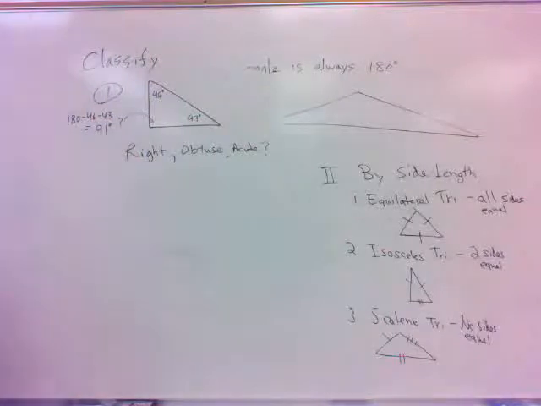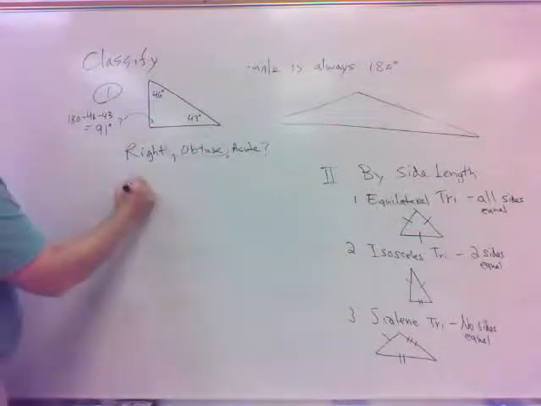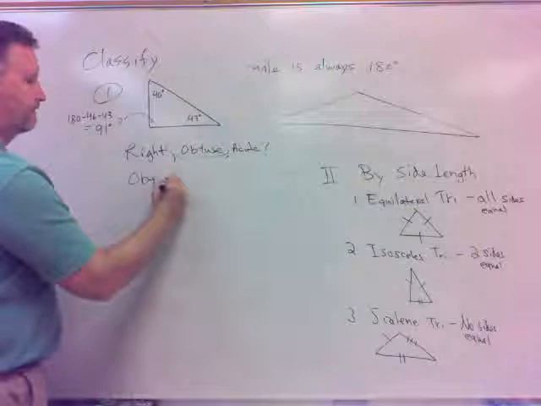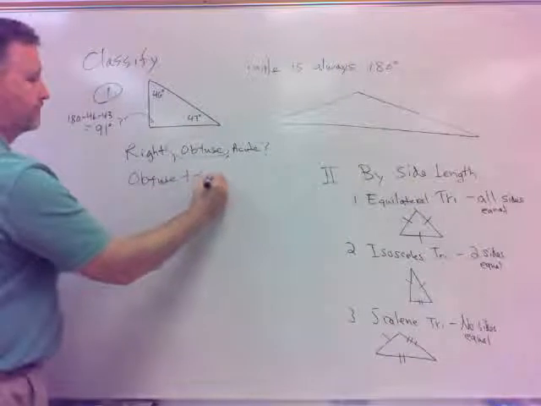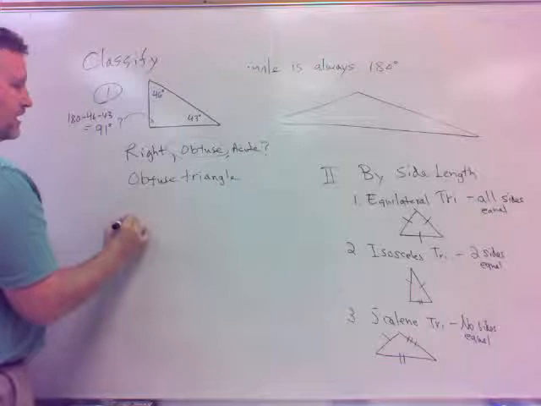Which angle type is that? Is it a right? Right's 90. Is it acute? No, acute's less than 90. This is an obtuse, isn't it? So it's an obtuse triangle. Number 1. So what about the other?